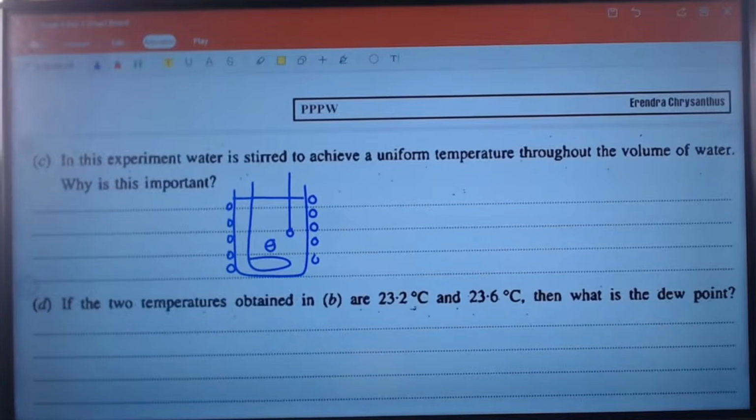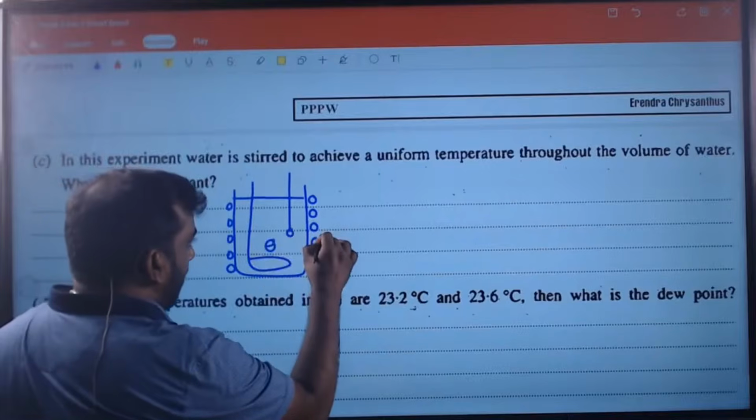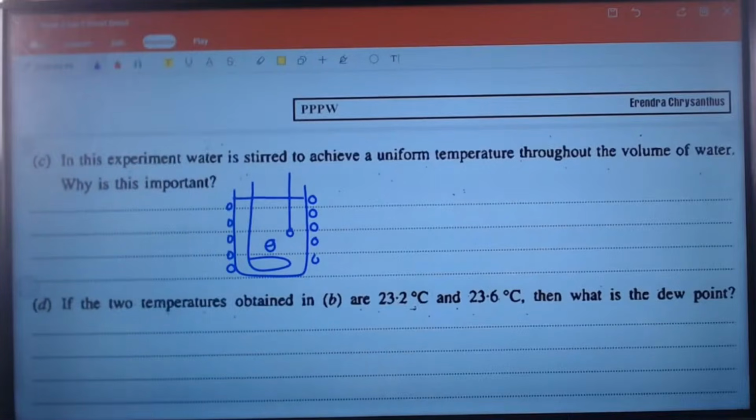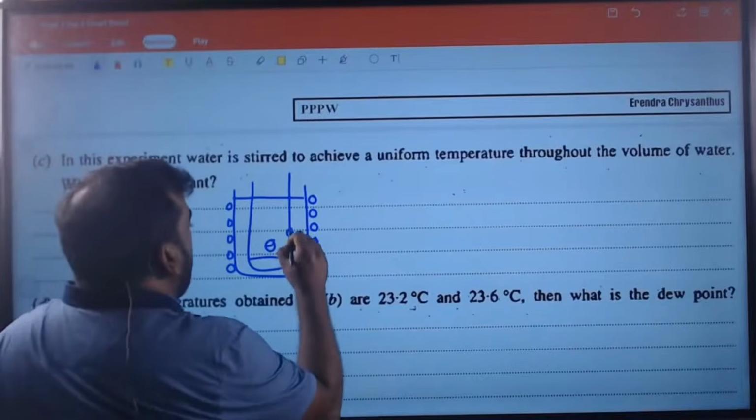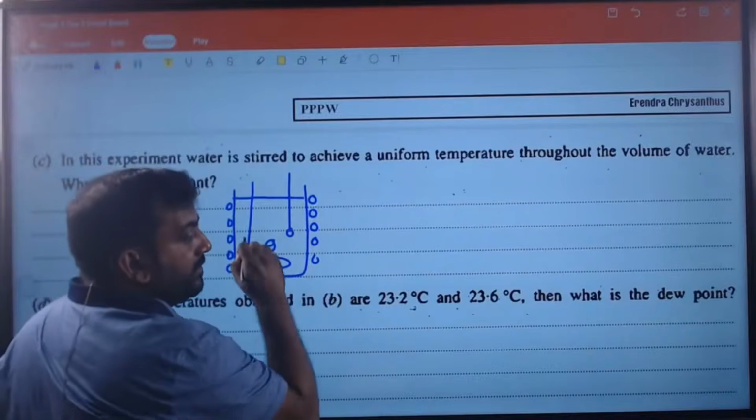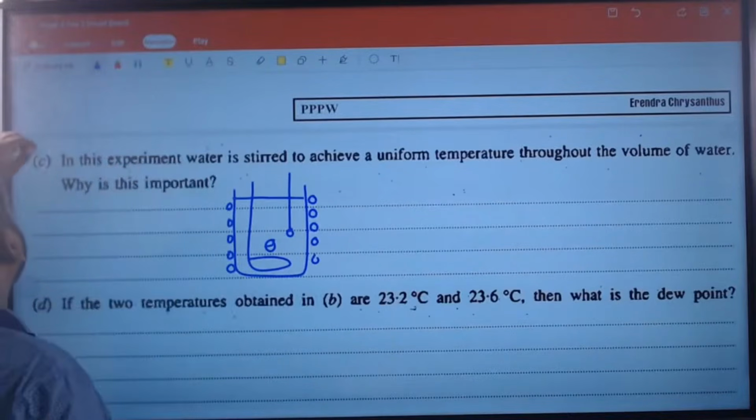Therefore, we continuously stir, such that the temperature of water and the temperature of the calorimeter surface will be the same. That is why we stir.